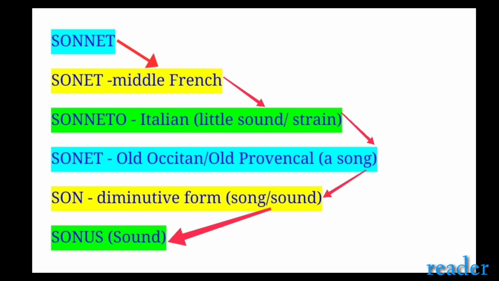And this sonetto is from the Old Occitan or Old Provençal sonet, meaning a song. Its diminutive form is son, S-O-N, which means song or sound, and which is from the Latin word sonus, which means sound.